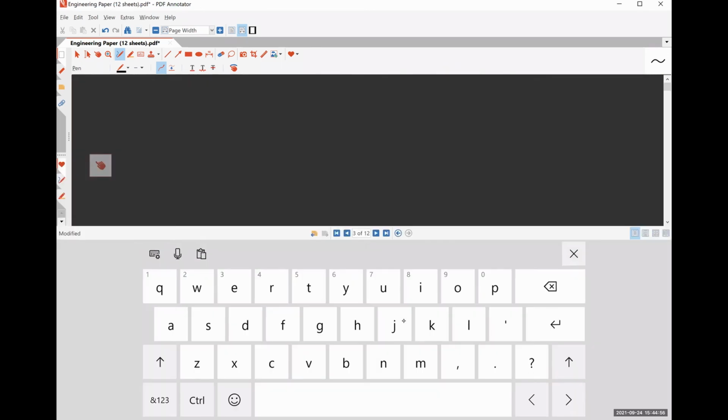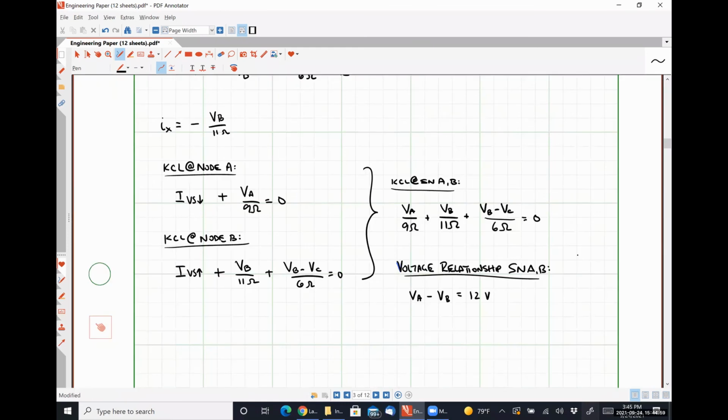So the voltage relationship for supernode C, ground is simply negative VC is equal to 3IX. And we know that IX is negative VB over 11 ohms. We're done. 3 equations, 3 unknowns. We can throw it into our solver and figure out everything about this particular problem.